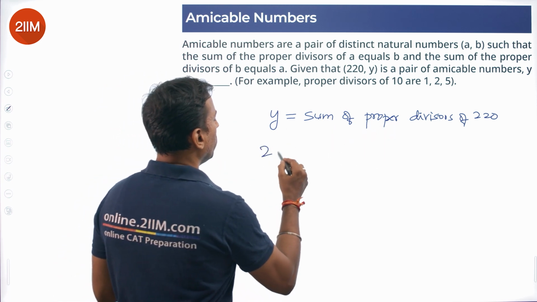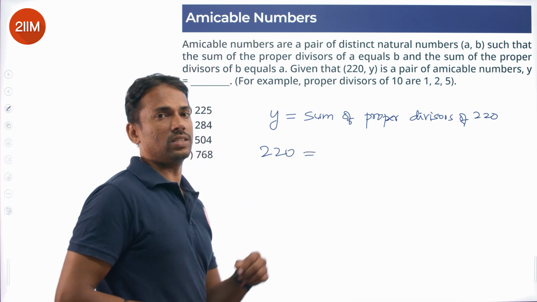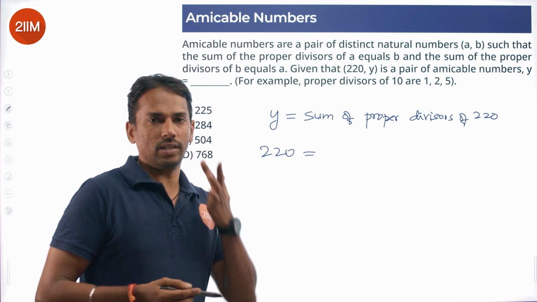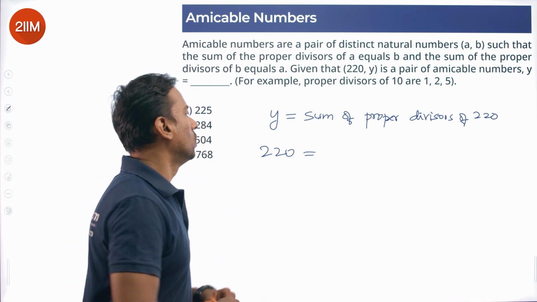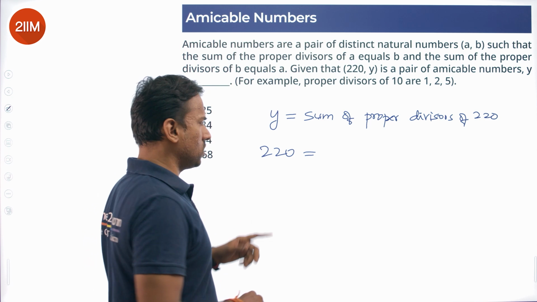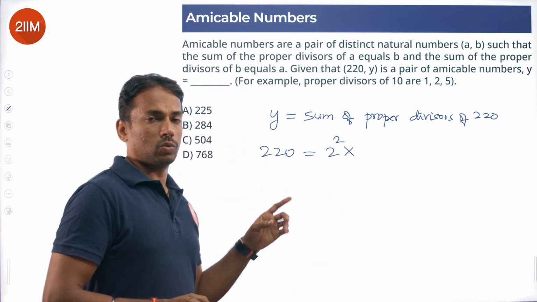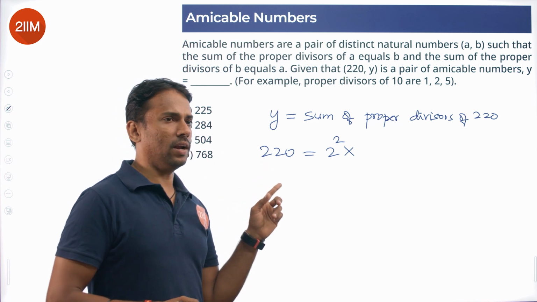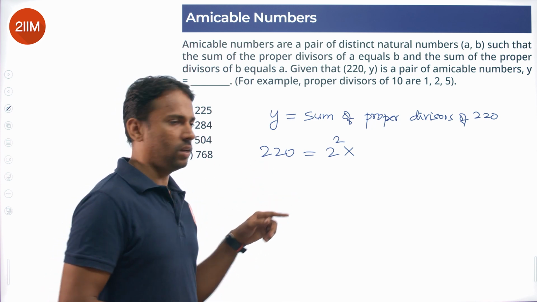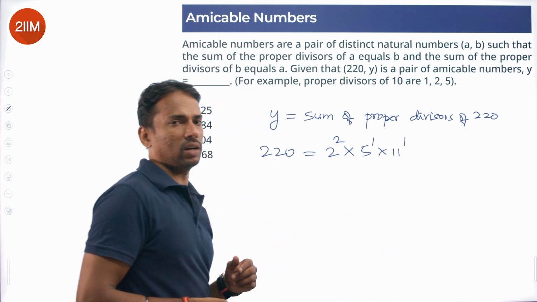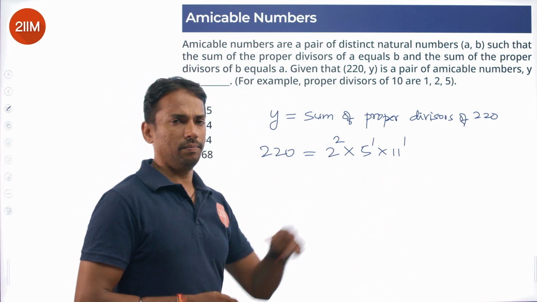So what about 220? We'll prime factorize it so that we can easily find the sum of all factors, sum of all divisors. Factors and divisors are all the same. So 220 we need to prime factorize. It's going to be 2 square into, because 2 square is 4, if I remove 4, I will be getting 55. So 5 power 1 into 11 power 1. That's it. We have prime factorized.